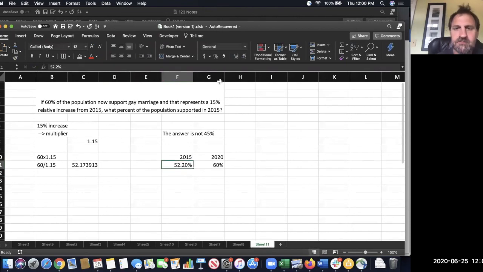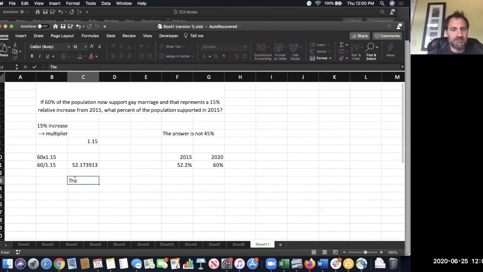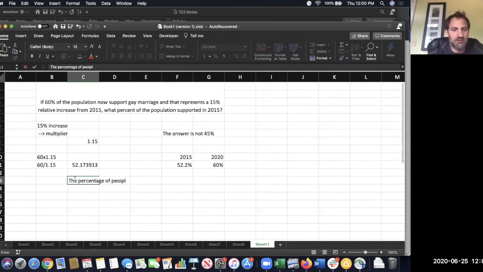Again, there's no instructions about rounding, so you could have said 52%, you could have said 52.2%, you could even say 52.17% if you want. But don't carry around all of those details just because you feel like you have to be exactly right. Better to be able to communicate what you're talking about. So if we needed to make a sentence here, we would say something like, the percentage of people who supported gay marriage in 2015 was only 52.2%.